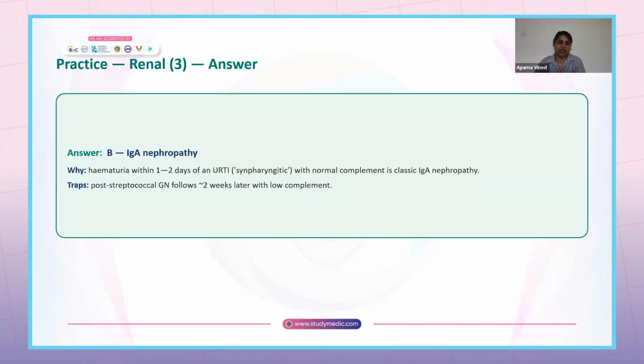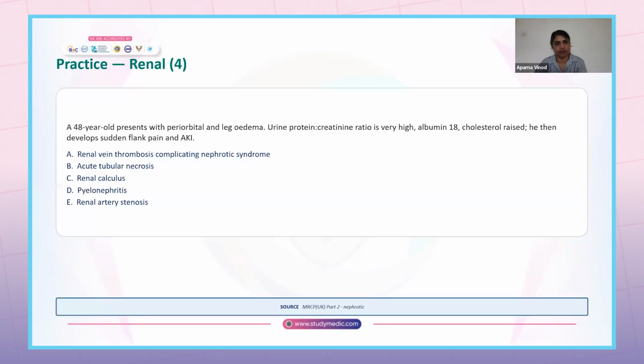Because of normal complement, and it is often called synpharyngitic because it comes before the symptoms of pharyngitis or upper respiratory tract symptoms resolve, you will get IgA nephropathy symptoms. So it is called synpharyngitic.